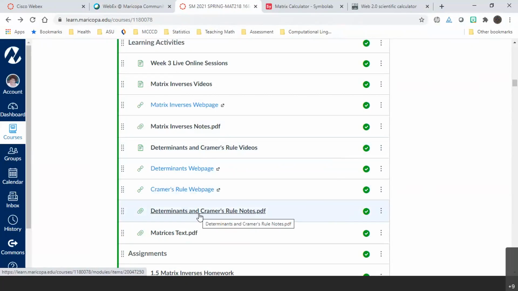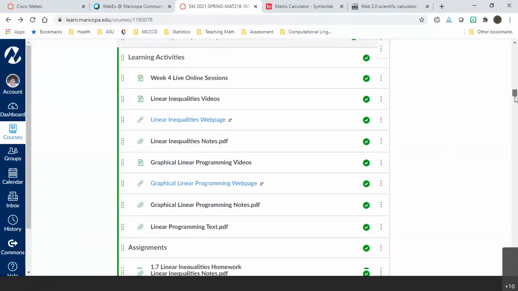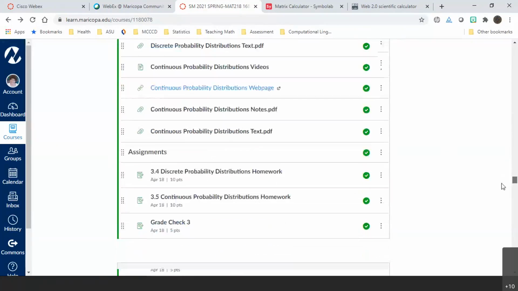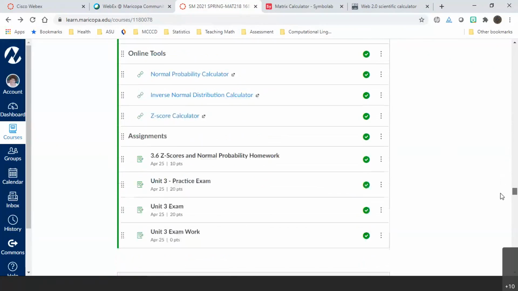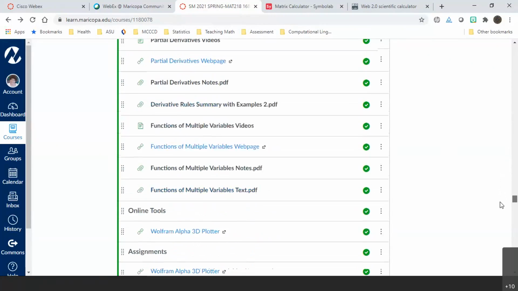If you have them or you want to download them or open them on another tab, that'd be fine. It would be a good idea if you have your TI-84 handy, or to open the Symbolab calculator, the matrix calculator, on another tab. Okay, so let me just show you again where this stuff is. I'm going to slide on down to the end of the course, which is past the final exam. See, I'm down here by week 15.